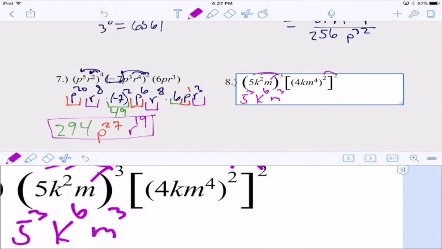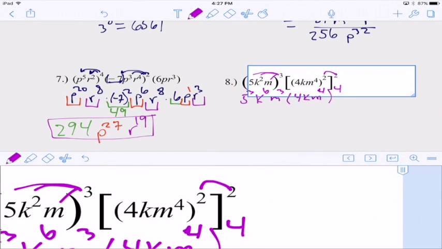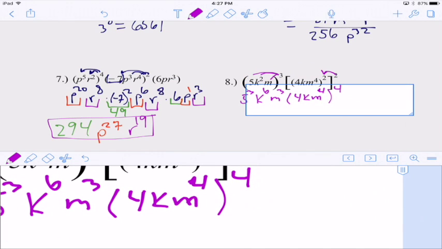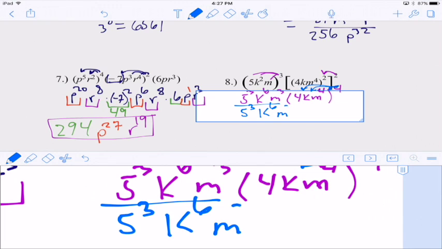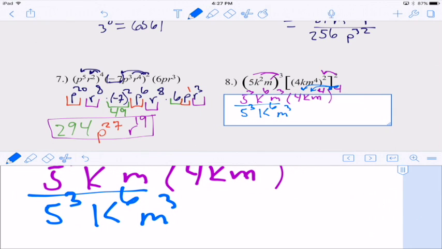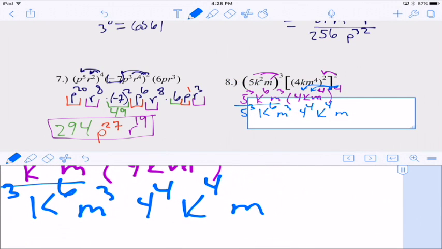Over here, I've got 4k m to the fourth, and also to the fourth. I dealt with that 2 squared first. Then I'm going to bring that fourth into everything. So I'm going to bring my 4 to the fourth, k to the fourth, m to the fourth to the fourth. So let me copy this part down. 5 cubed, k to the sixth, m cubed, and this is now 4 to the fourth, k to the fourth, and m, again, power to a power, I multiply to the 16th.